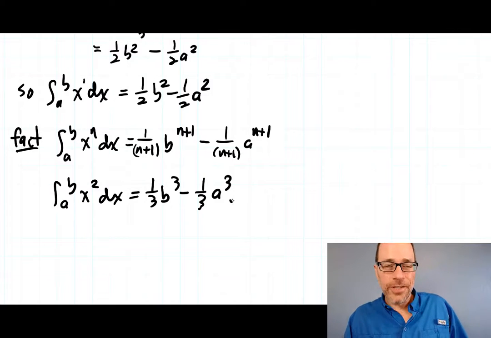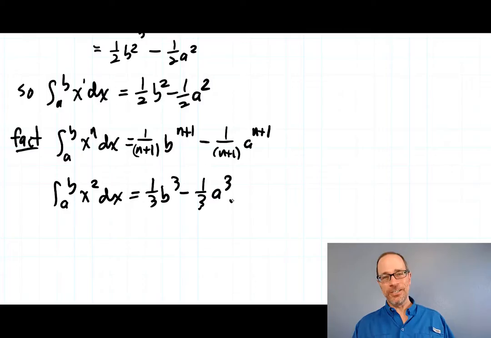All right, that's it for the definition and a couple of examples of the definite integral.